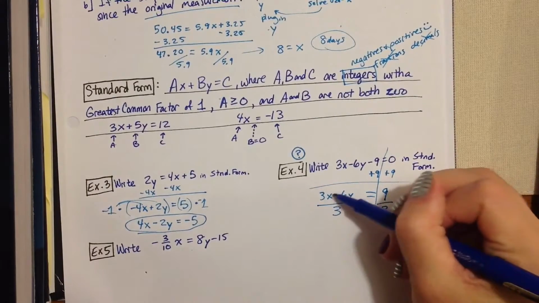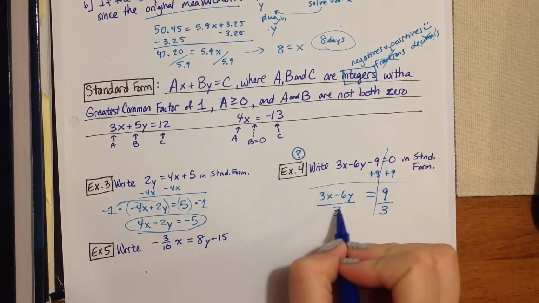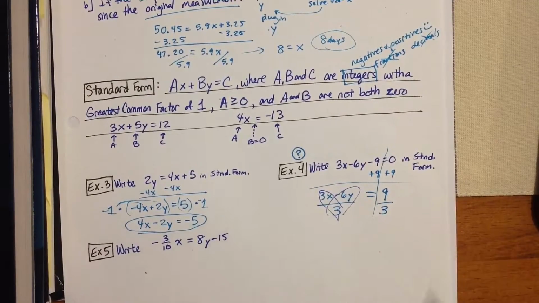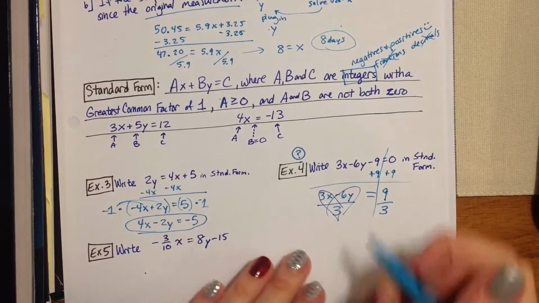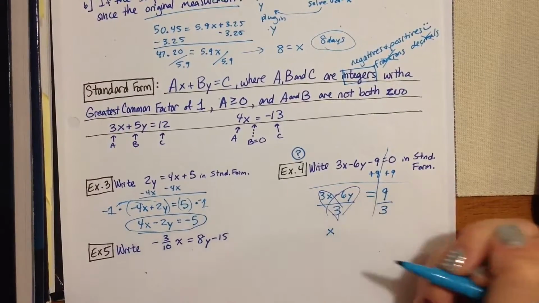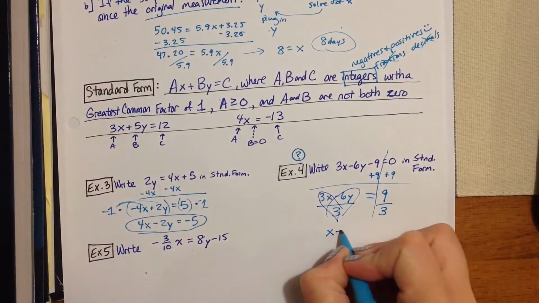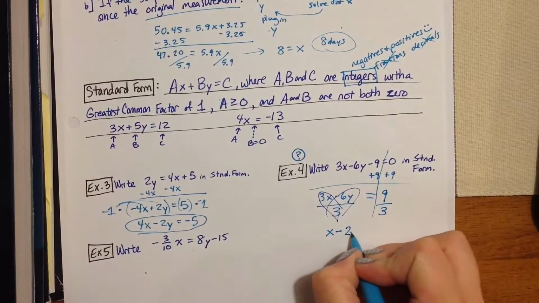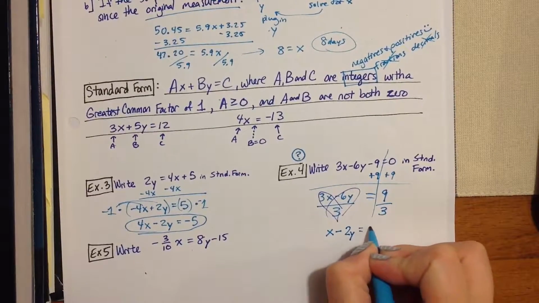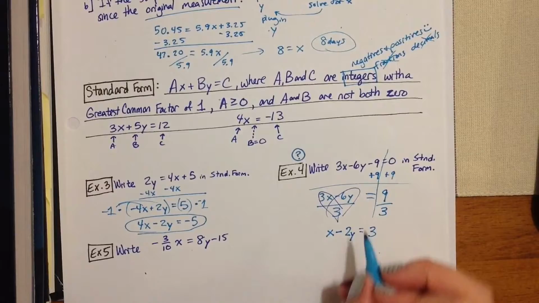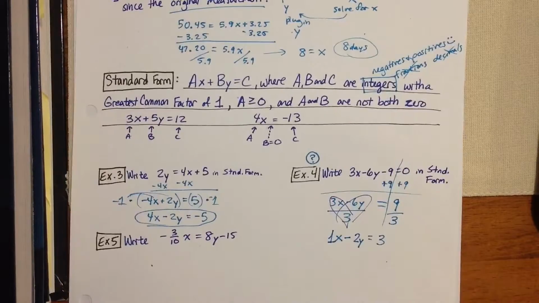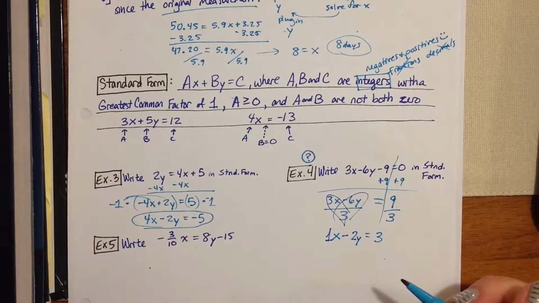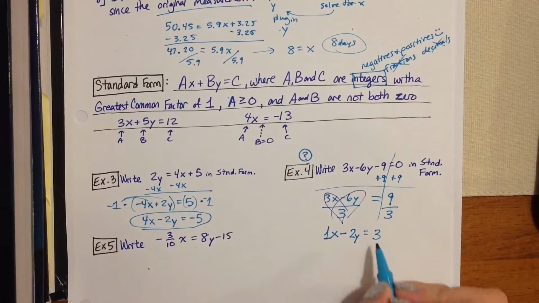When I divide this subtraction problem by 3, both pieces have to get divided by 3. So 3x divided by 3 leaves me with a single x, minus 6 divided by 3, I'm left with a 2y. 9 divided by 3, I'm left with 3. So my a value technically is 1. My b value is -2. My c value is 3. There we go.